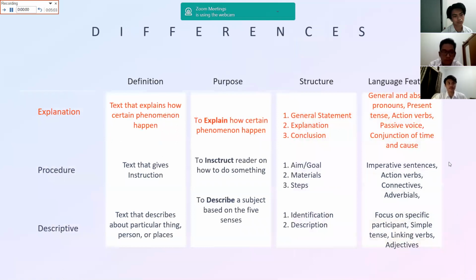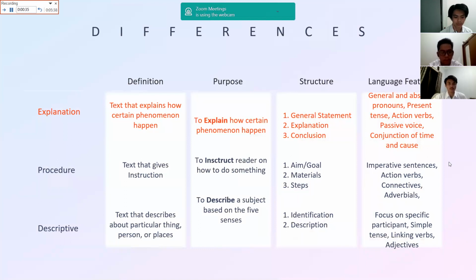And now I want to talk about the differences between explanation text, procedure, and descriptive text. The first one is the definition. We look at the definition of the explanation text. The explanation text is text that explains how certain phenomena happen, and procedure text is the text that gives instruction. On the other hand, descriptive text is the text that describes particular things, person, or places.